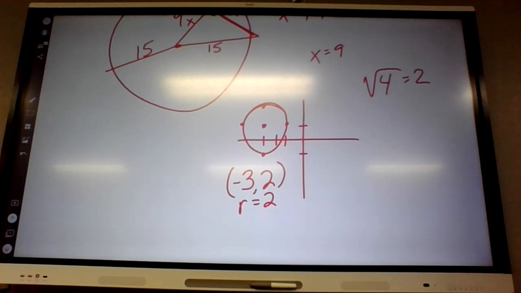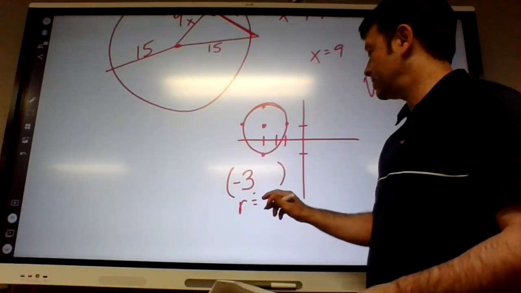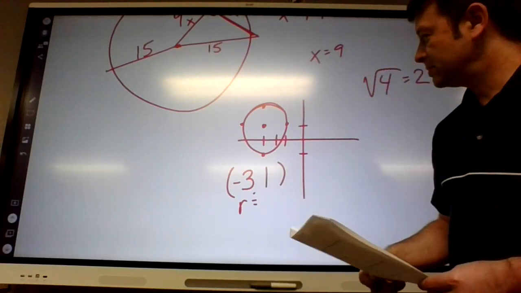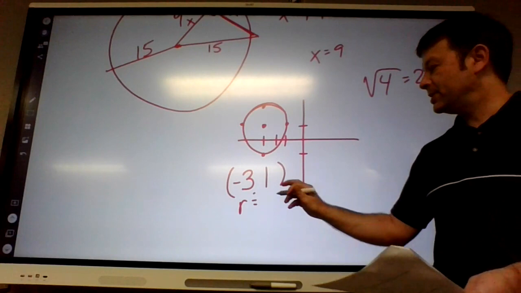We're doing okay. You can relax a little bit. Oh, I said 2. It was 1. Nobody checked me on that. It's -3, 1. Well, I drew it right, though. -3, 1, radius is 2.